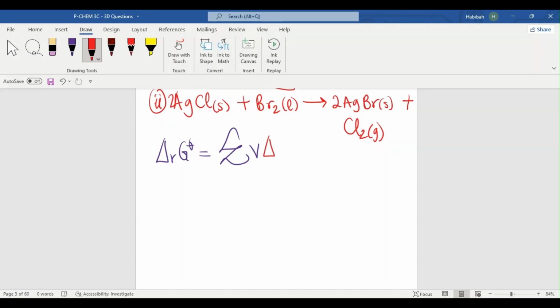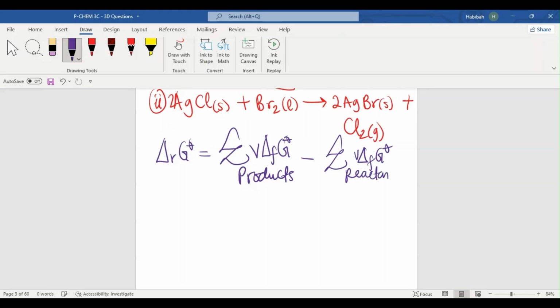So, sorry, let me change back to purple. So you have the Gibbs energy of formation for products minus the summation of the Gibbs energy of formation for reactants. So that's basically the general formula for the Gibbs energy of reaction. So we have that, we have our reaction. Let us organize. So we have this one right here.